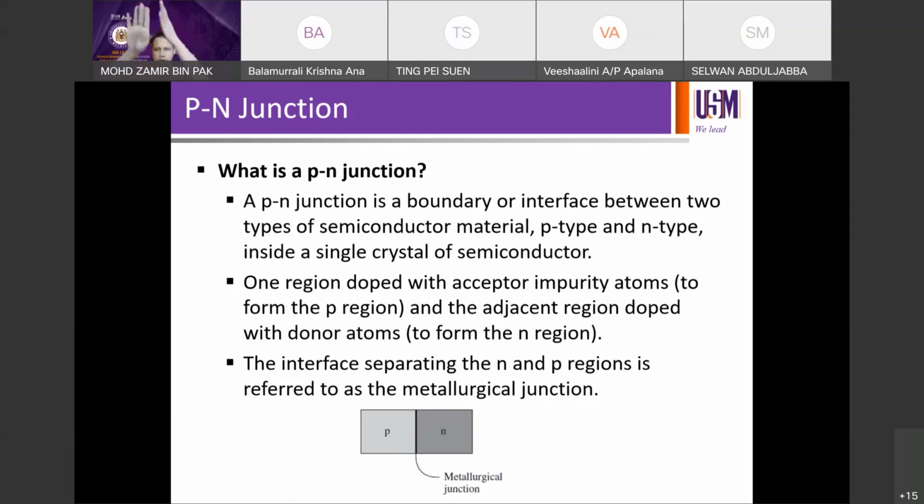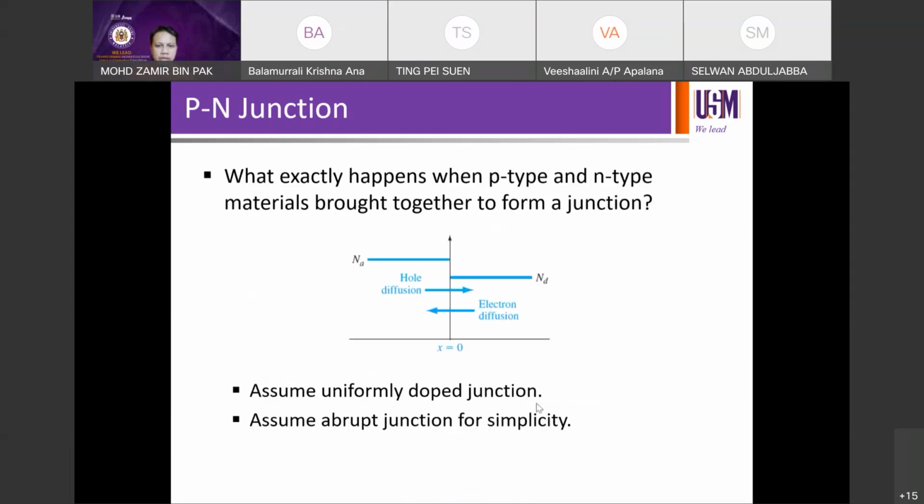So the central point there at the border, in the image below, I couldn't write with my stylus. This central line is called the metallurgical junction, forming the interface together, right? So that is essentially a p-n junction. So what exactly happens when you bring a p-type material and an n-type material together as a junction?